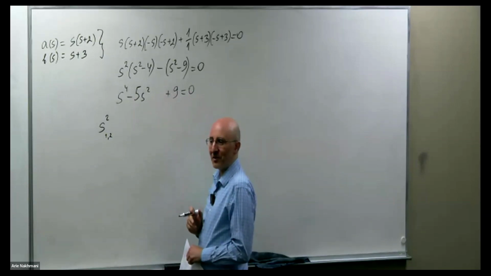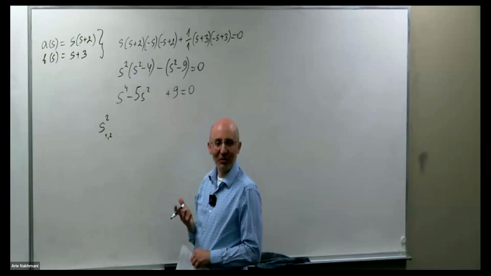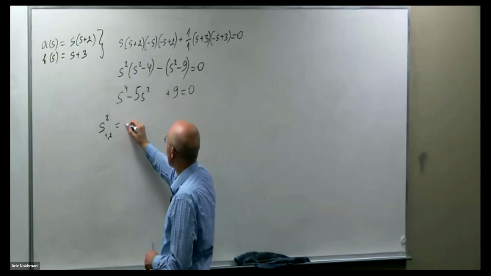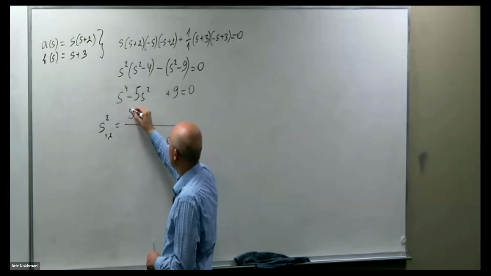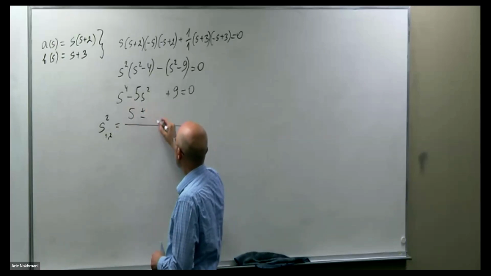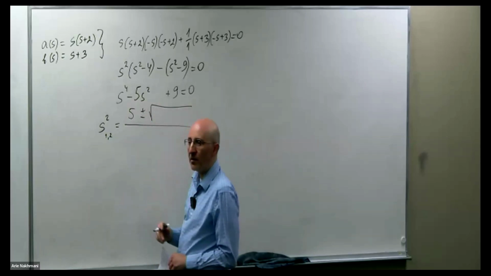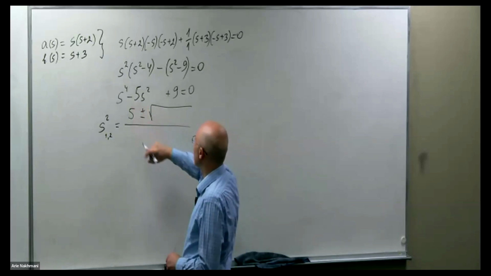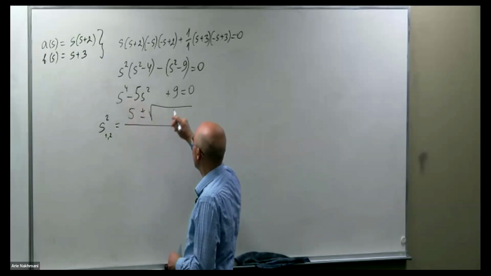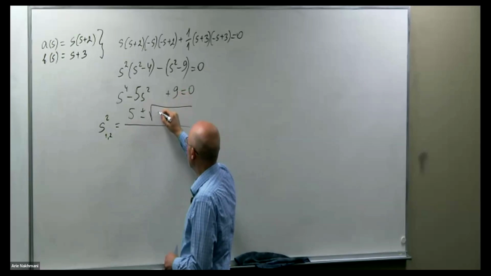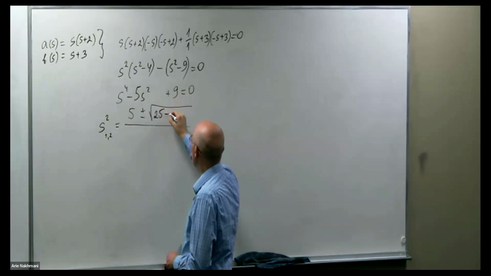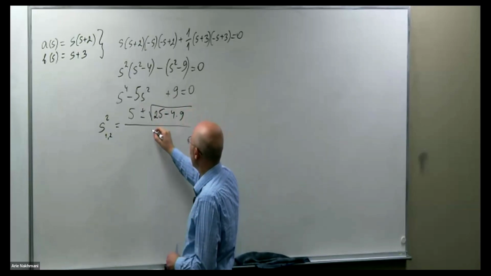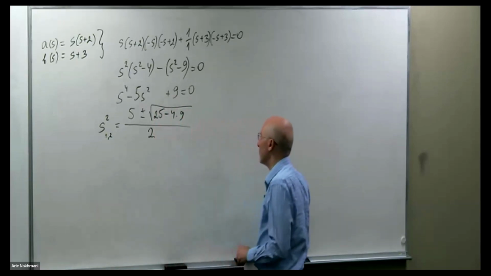So it's called a biquadratic equation, right? It's almost like a regular quadratic equation. So we have the formula for that. It's minus b plus minus the square root of b squared, so it will be 25 minus 4 times 9, divided by 2. Something like that.